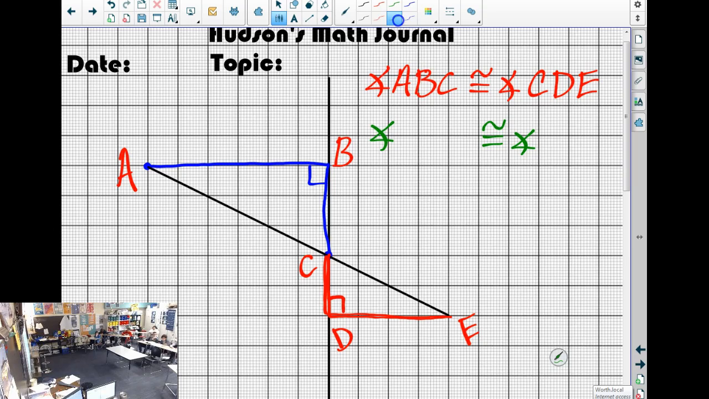Connor? ACB is similar to ECD. Now be careful, do you mean similar? ACB, similar to ECD. Now you don't mean similar. You mean congruent. Oh, yeah. Because you mean they're the same, right? Similar means same shape but different size. So when we talk about angles, guys, we don't talk about angles as similar. They're either the same or not, right?